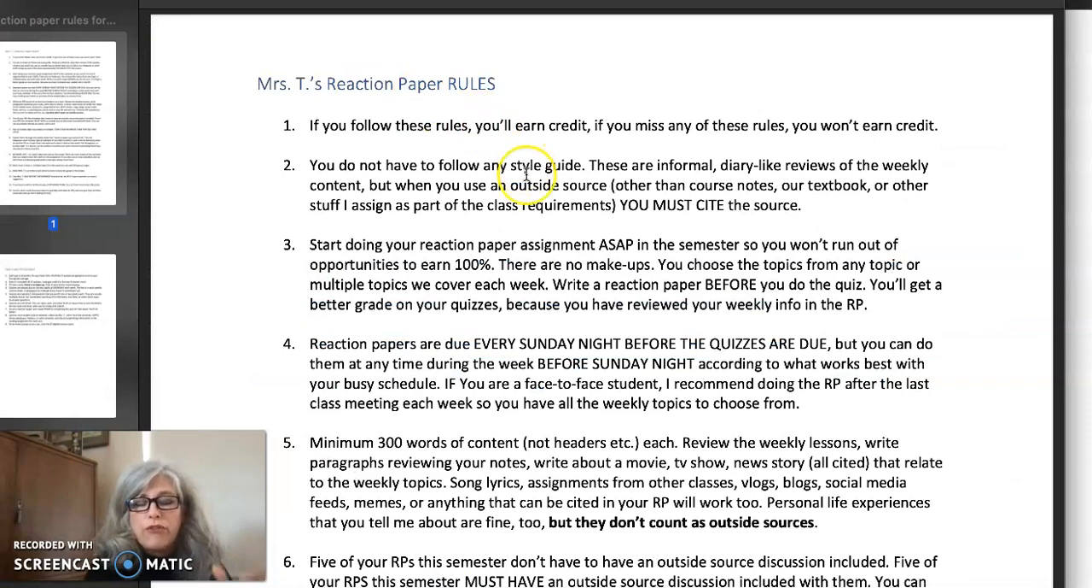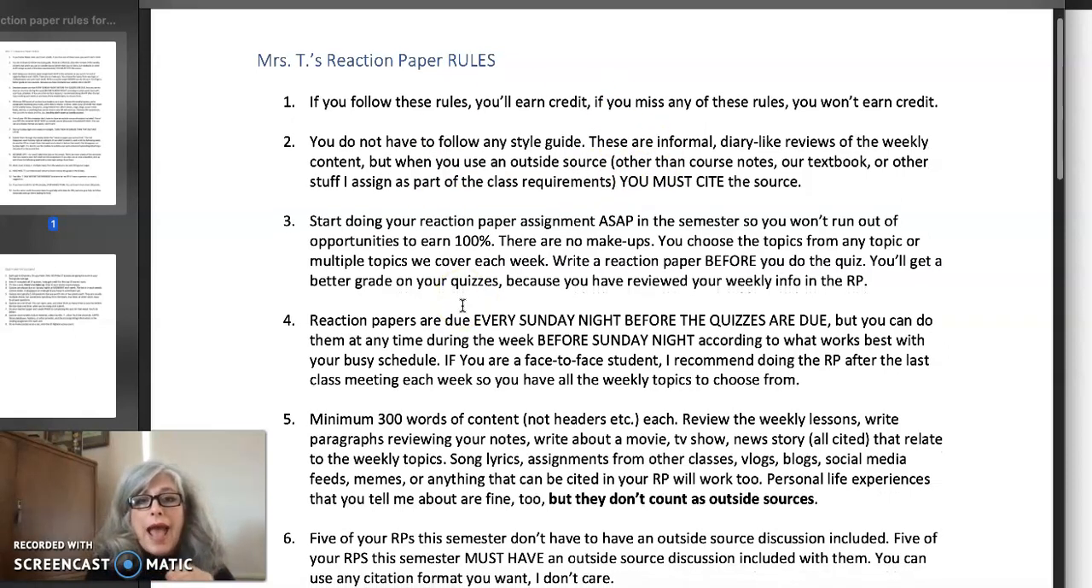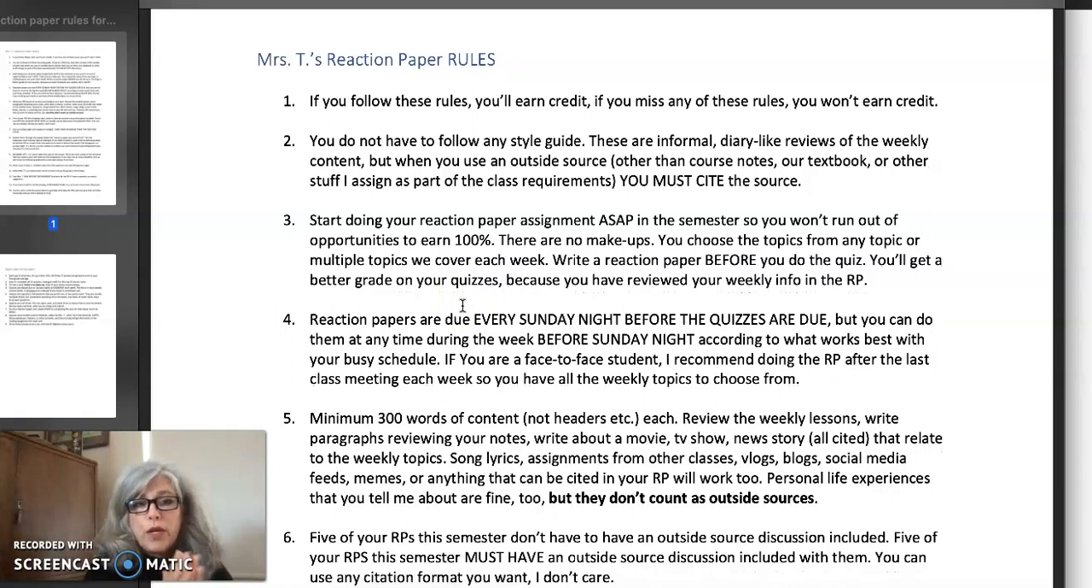Then look in this folder for something called reaction paper and quiz guidelines, because this information is found at that spot in this folder, and it's on the Start Here page in Blackboard also. I have this document here that talks about how you are successful doing a reaction paper, because reaction papers are credit, which is 10 points, or no credit.